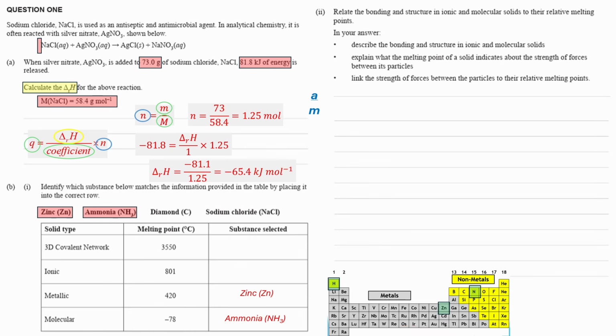That's our ammonia. Okay, the next one is diamond. It's carbon. Now we need to remember that diamond or silicon dioxide go straight to covalent network. So the carbon here, we don't say it's a molecular substance because it's a non-metal, because carbon and silicon dioxide are exceptions. So we're going to place it up the top here.